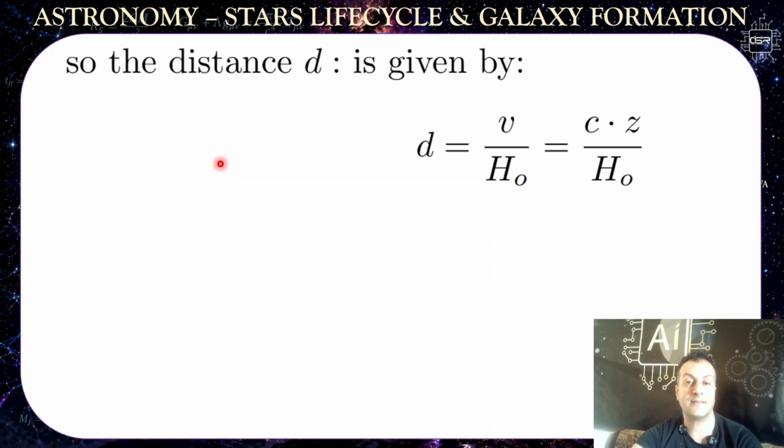If we place that in the first formula, which is v is equal to H0 d, we can get the distance, which is equal to the receding velocity divided by H0, which is also equal, writing it in another format, to c times z divided by H0, with z the redshift, okay? z is actually the redshifting.